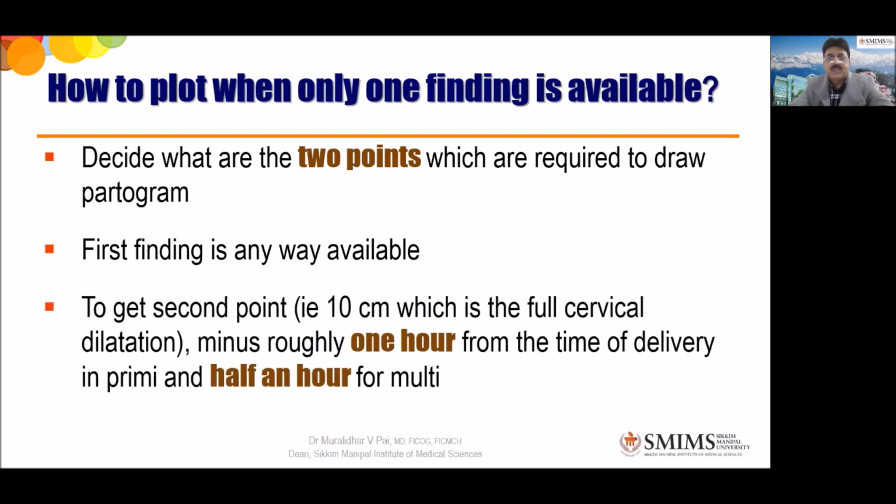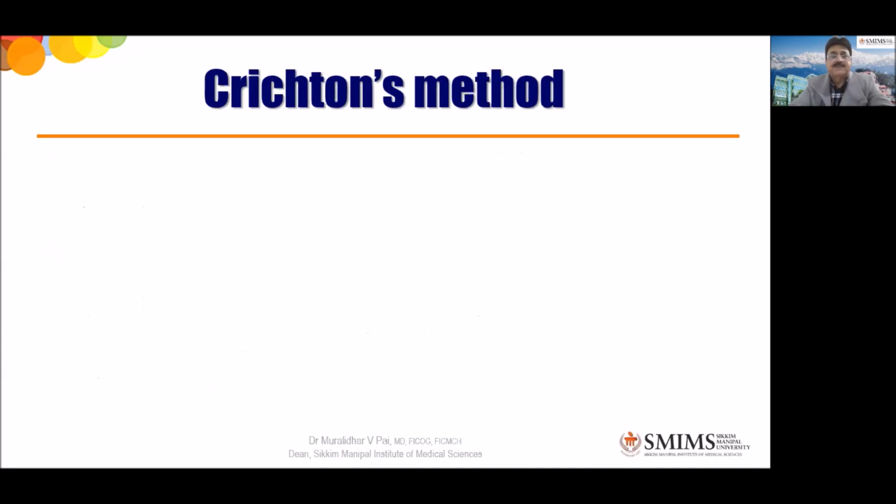that is 10 centimeters, which is the full cervical dilatation, roughly minus 1 hour from the time of delivery in primigravida and 1.5 hours in multigravida. We all know this, the duration of the second stage. So from the time of delivery, minus 1 hour gives you when she was 10 centimeters. You already know at the time of admission how many centimeters she was. So even if there was one PV, you can still manage to draw a partogram retrospectively.